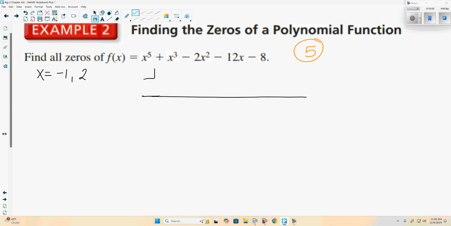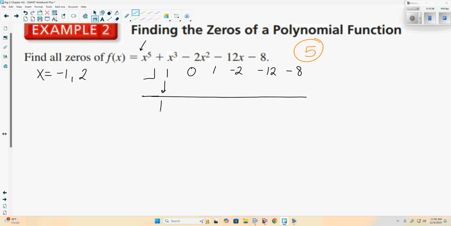Now we could plug the numbers in across the top, so our coefficients in front of the variables. So 1 for x to the 5th. Since there's not an x to the 4th term, it's going to be 0. X to the 3rd would be 1. X squared is negative 2. X is negative 12. And our constant term is negative 8. Questions on how we set the synthetic division up? Why is the second one 0? Since we don't have an x to the 4th, and we need one for each term. Any other questions on this?